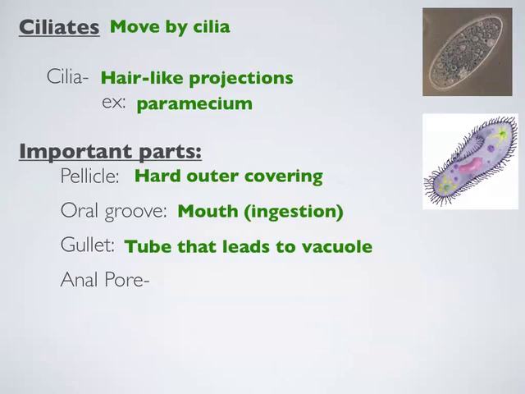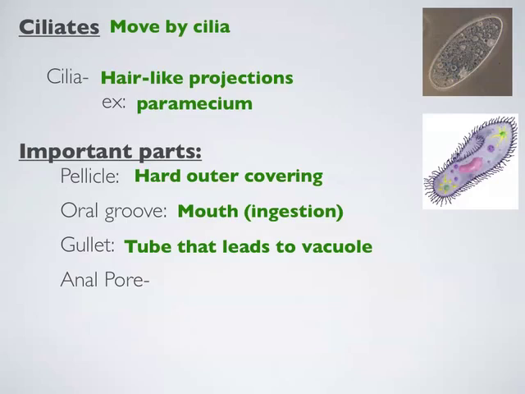You could think of that as like what? The oral groove is the mouth. The gullet would be like what? Like its throat, like its esophagus. And eventually that leads at the end to a little food vacuole, which would be like its what? Stomach. Okay, so that's how it gets food into it.